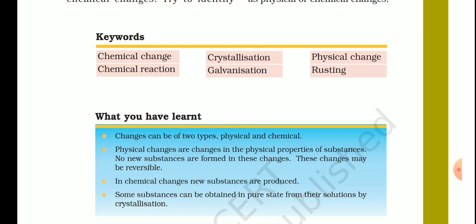I have told you the full process of crystallization, that sometimes what happens, if we try to separate by evaporation, then the soluble impurities do not separate. To separate those soluble impurities we need a process called crystallization. We discussed the full process.